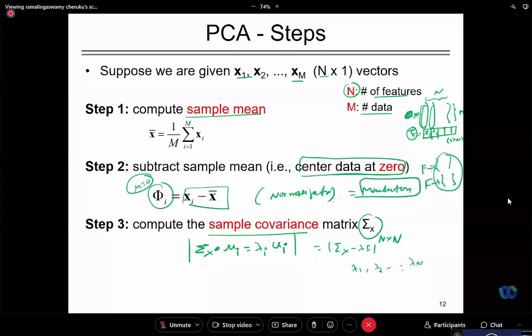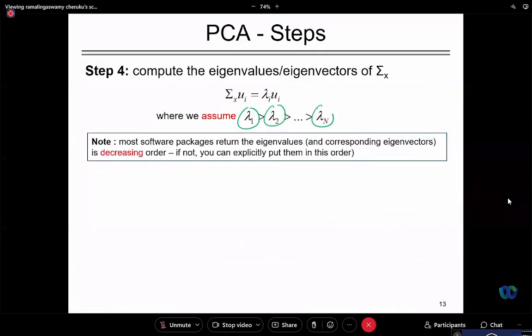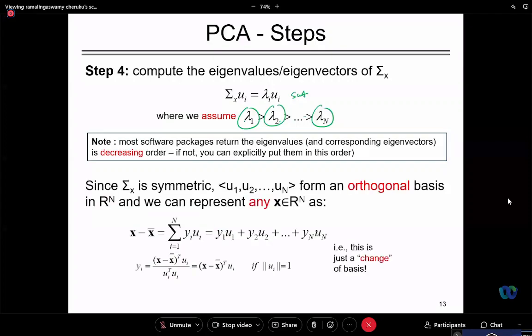So assume that we are sorted. After sorting, lambda 1 is bigger, then lambda 2, and the corresponding eigenvectors. Most software packages return eigenvalues sorted; if they are not sorted, you can do the explicit sorting. Otherwise these are not required. This is easier.